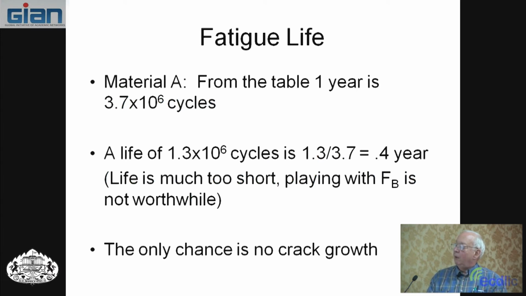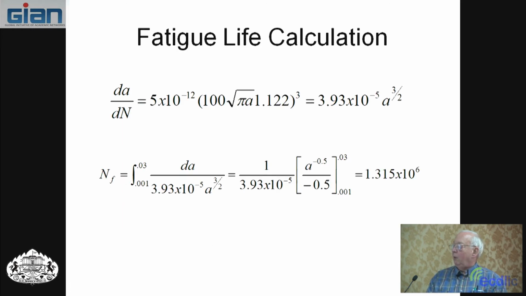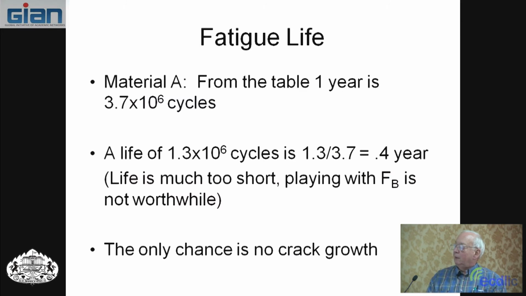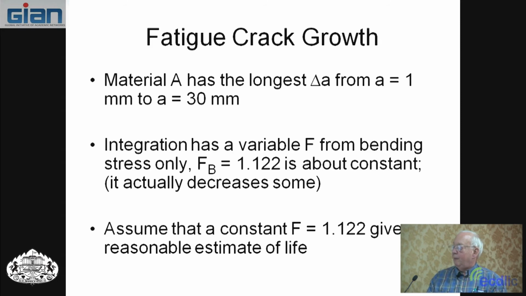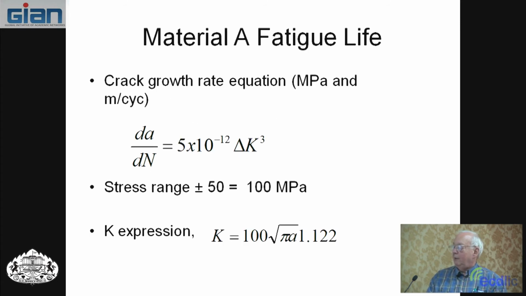One year though of cycles is about 3 million. So 1 million cycles of life is not very good. Life of 1 million cycles is about 0.4 of a year. So that's too short. Since it didn't work for picking F at the initial size, I didn't update it because this is a conservative value.